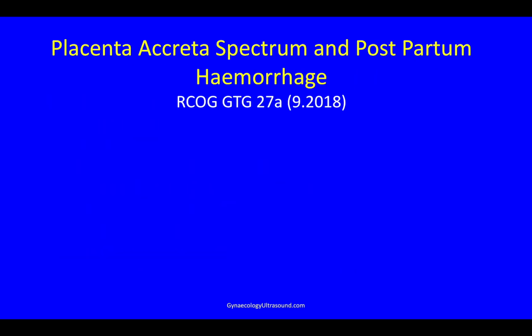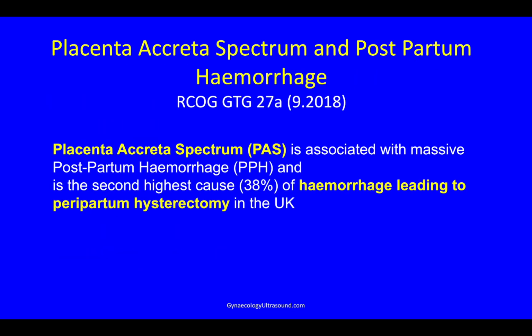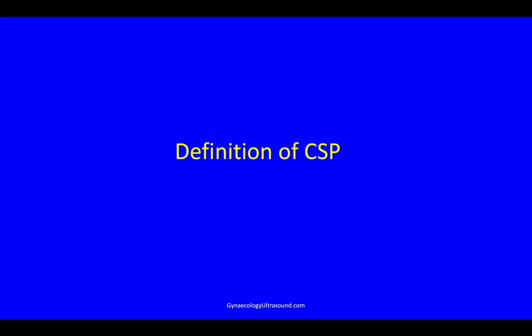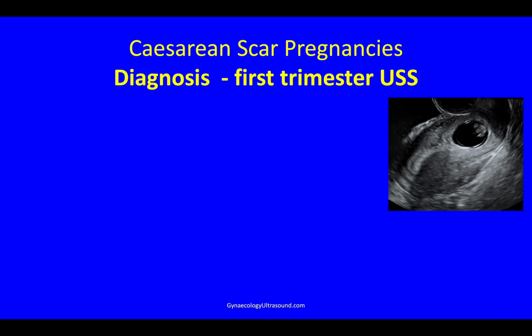And from this green top guideline from the RCOG a few years ago, we learned that placenta accreta spectrum is the second highest cause of hemorrhage leading to hysterectomy in the UK. And the vast majority of placenta accreta are the consequence of low placentation into a previous section scar. So exactly what is a Caesarean scar pregnancy?